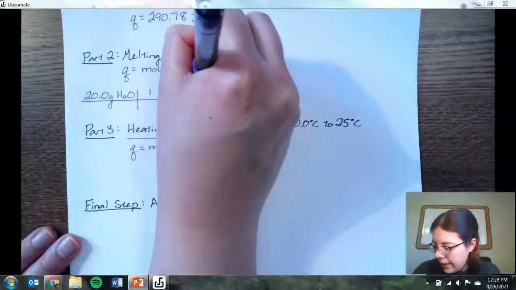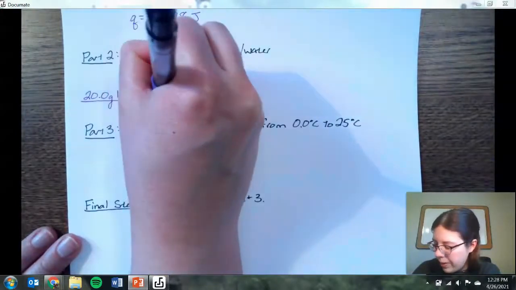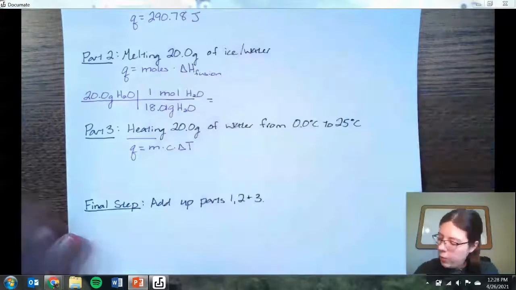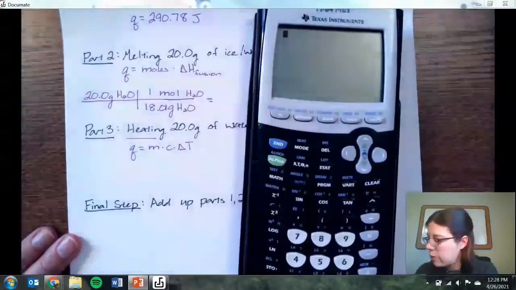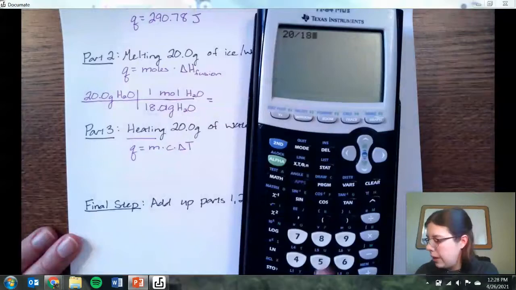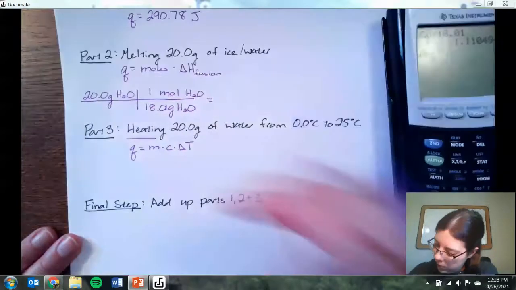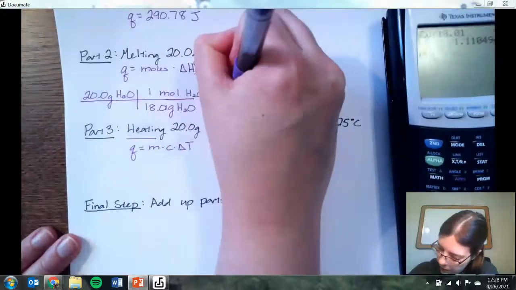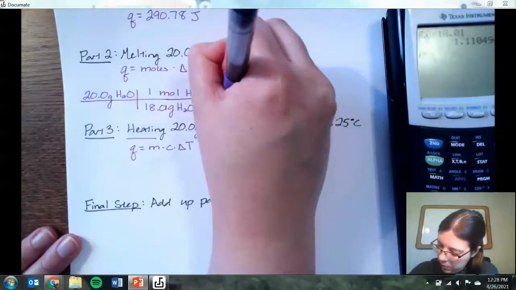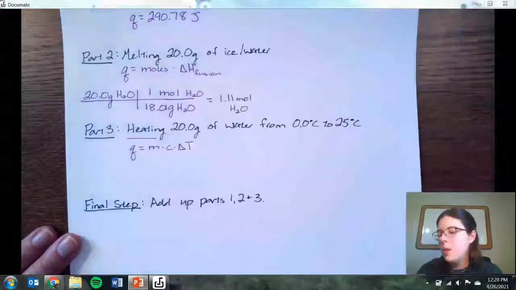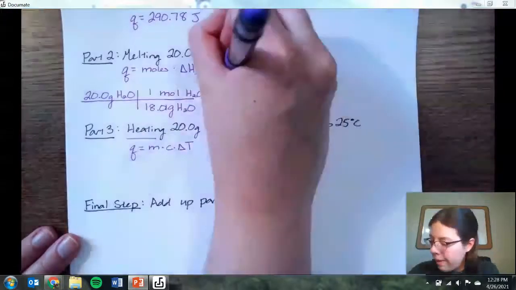So we go ahead and do that. That gives us 18.01, or right around there. So if we go ahead and plug that into our calculator, 20 divided by 18.01 is 1.11 moles of water. Okay, so now I'm going to go ahead and plug that value into our equation.